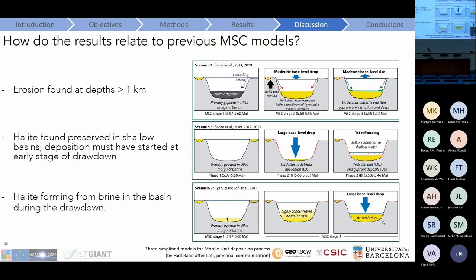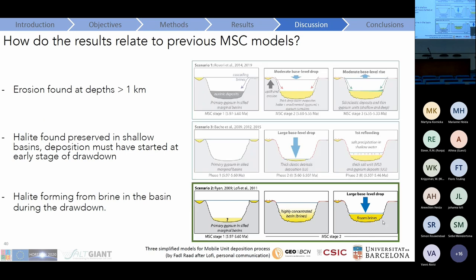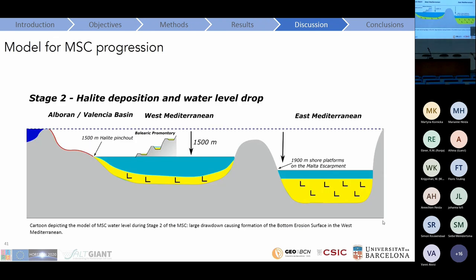And because we show that actually we can form all of the halite in the Western Mediterranean, at least during a drawdown stage, the third category of model is the one that I think is preferred based on the results I show here. And from both the results of my thesis, but also other people's work and wide discussions within our project, we can go a little bit further and imagine a model for the general progression of the Messinian Salinity Crisis, starting at the onset of the drawdown.